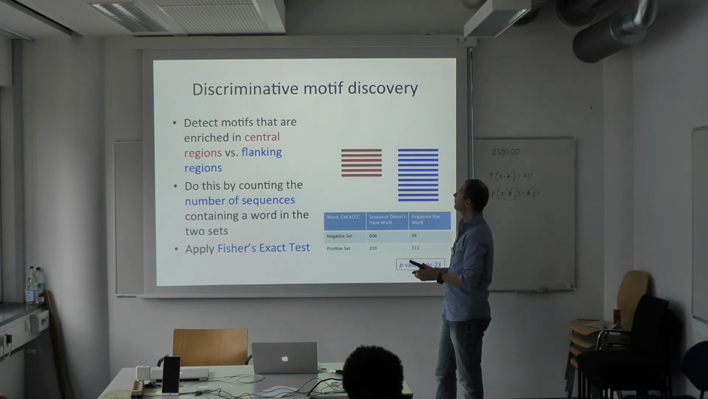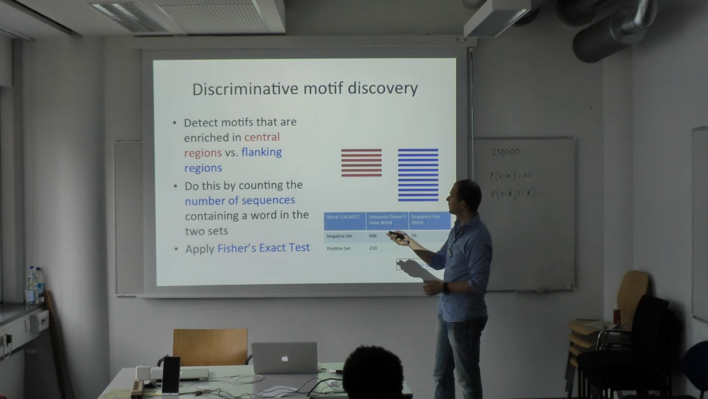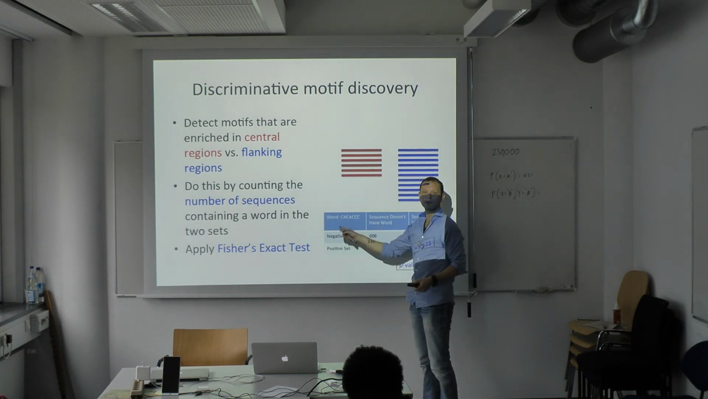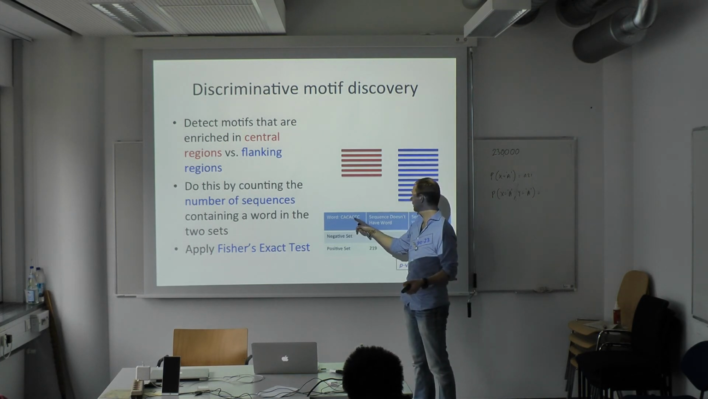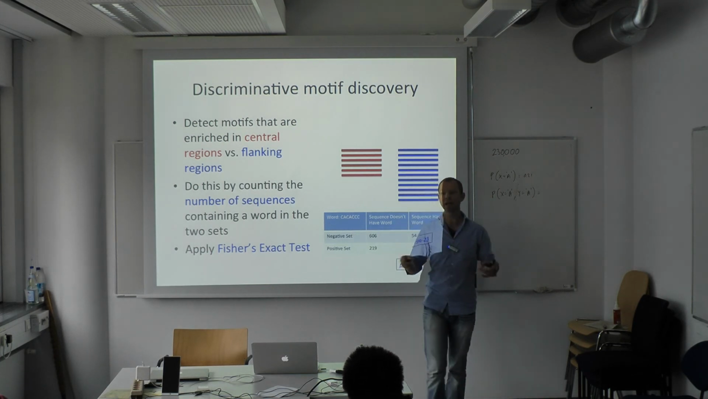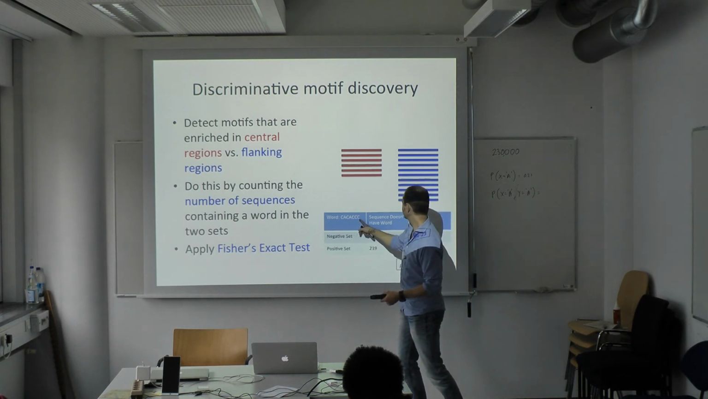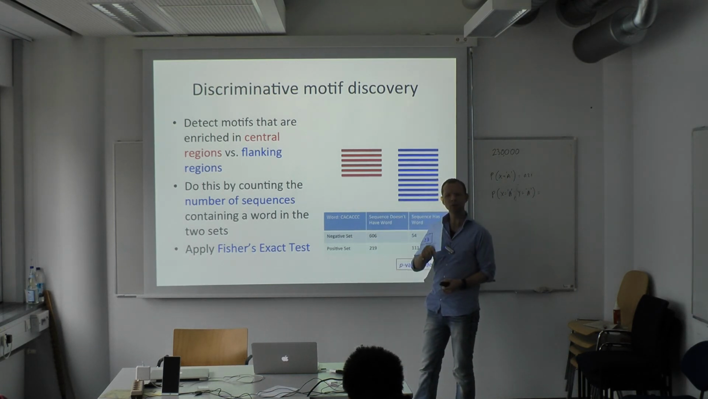And now we start counting. So we detect motifs that are enriched in central regions, and we compare those numbers with those in the flanking regions. So we simply count the number of sequences containing a word in the two sets. So we pick all possible words, for instance this one here, CACACCC. It's just one out of, and it's a length 7. So that would be 4 to the power of 7 possible words to go through and do the same test.